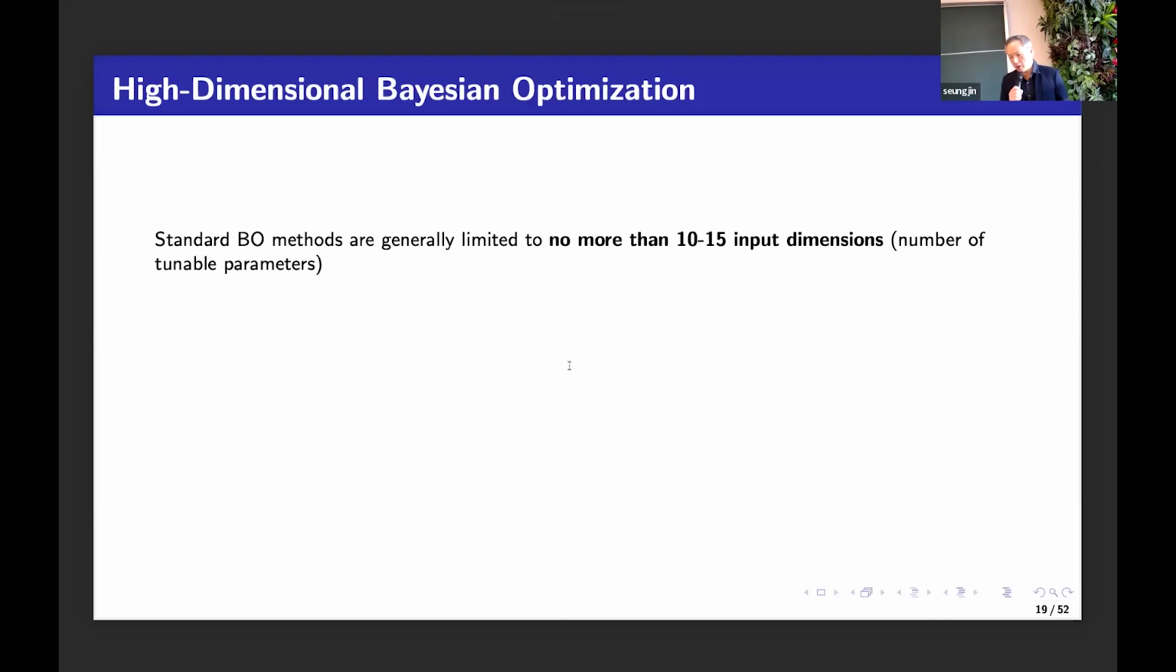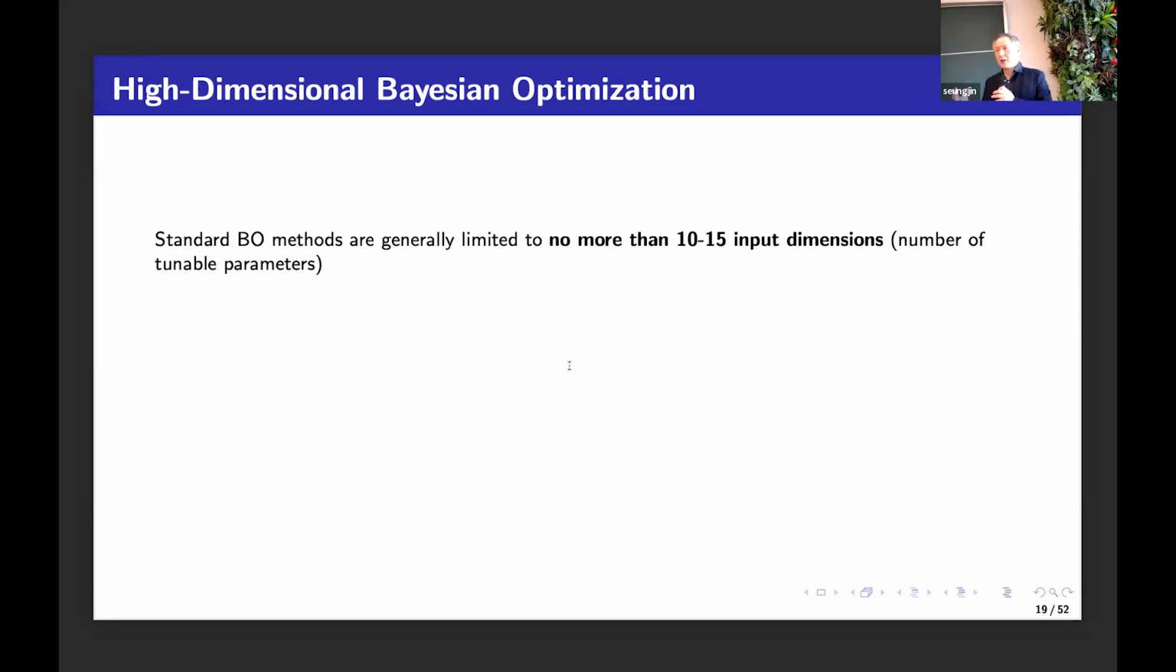All right, so let's get to the high-dimensional Bayesian optimization problems. Do you have any questions so far? So far it's just been a brief overview of Bayesian optimization, but I'm not sure whether you are familiar with these techniques. Maybe some of you are familiar and some of you might not be.